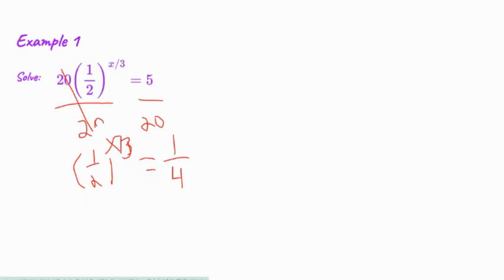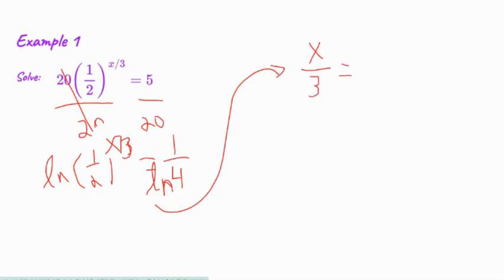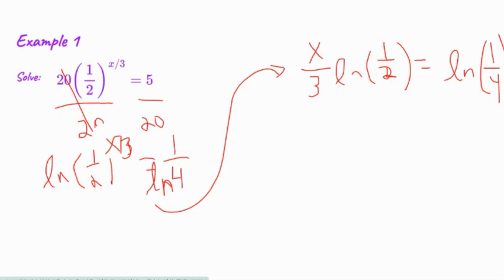Okay. We're going to go ahead and take the logarithm of both sides. So I get x divided by 3 times the natural log of 1/2 equals the natural log of 1/4. Now I'm going to go ahead and divide by the natural log of 1/2 like I would any other constant.